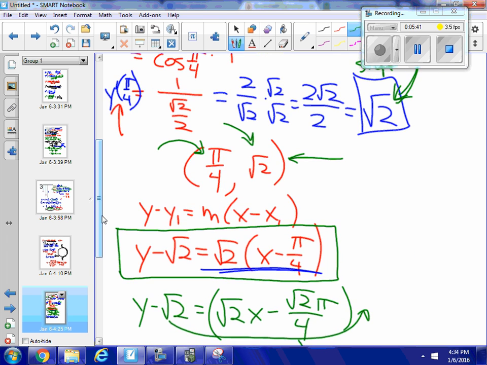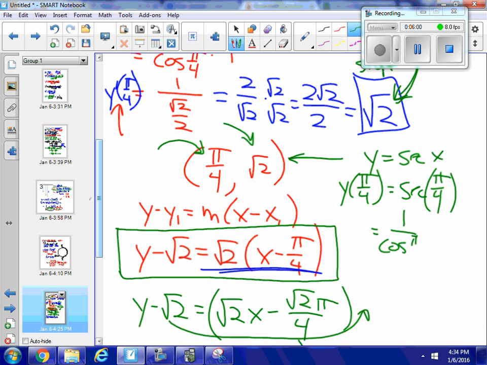If our function y is equal to secant x, and I want to find y at the x value pi over 4, then I'm looking for secant pi over 4. That's the same thing as 1 over cosine pi over 4, and I would follow the same procedure as I did right here. It's just coincidental that they're both equal to radical 2. The slope won't always be the same as the y value of the point, but I wanted to make sure that was clear.